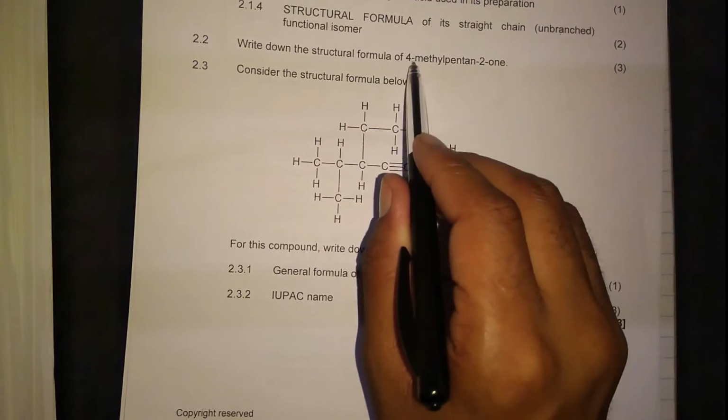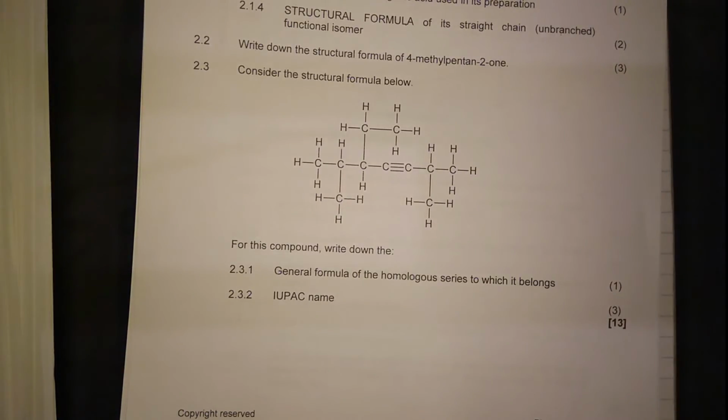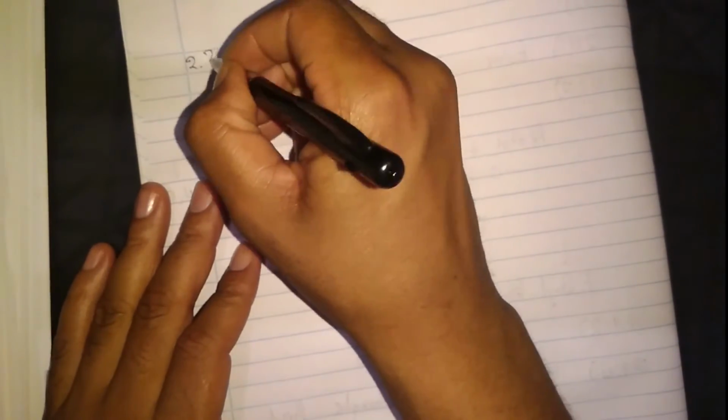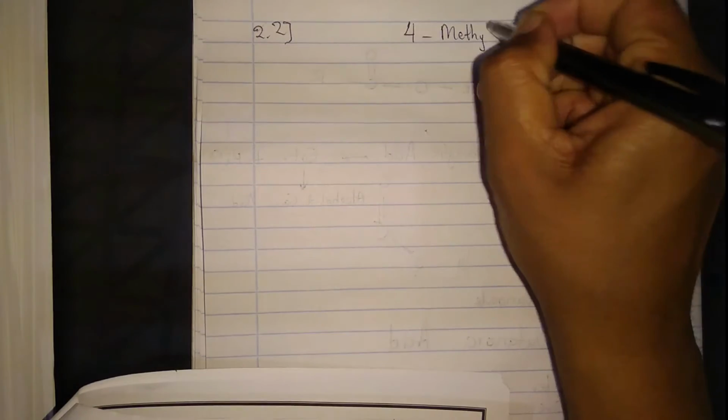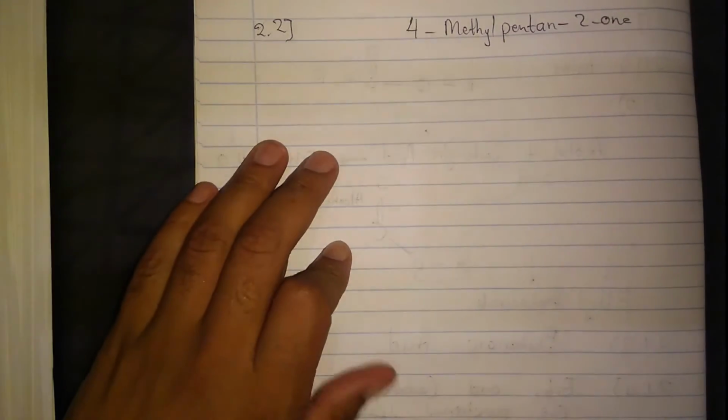Write down the structural formula of 4-methyl pentan-2-one. So this is a ketone. We are dealing with a ketone. So this is 2.2. It's 4-methyl pentan-2-one.